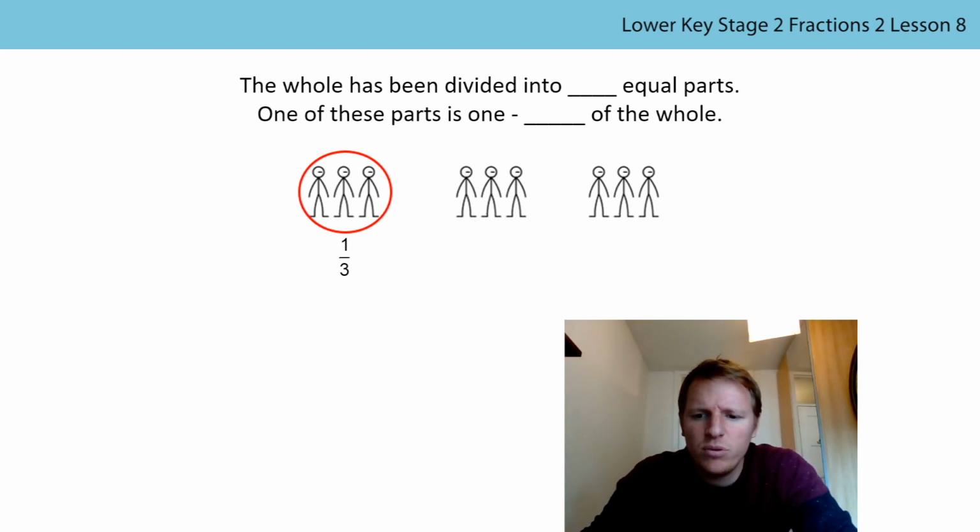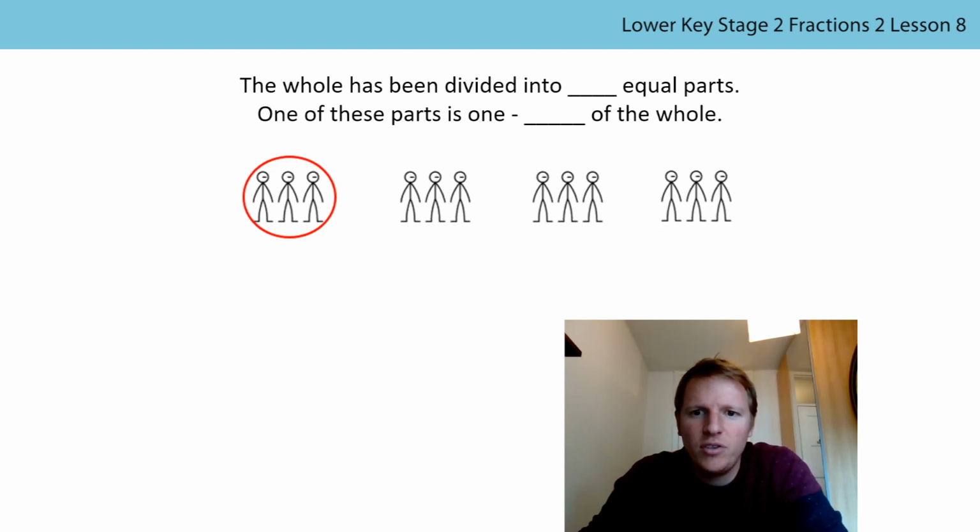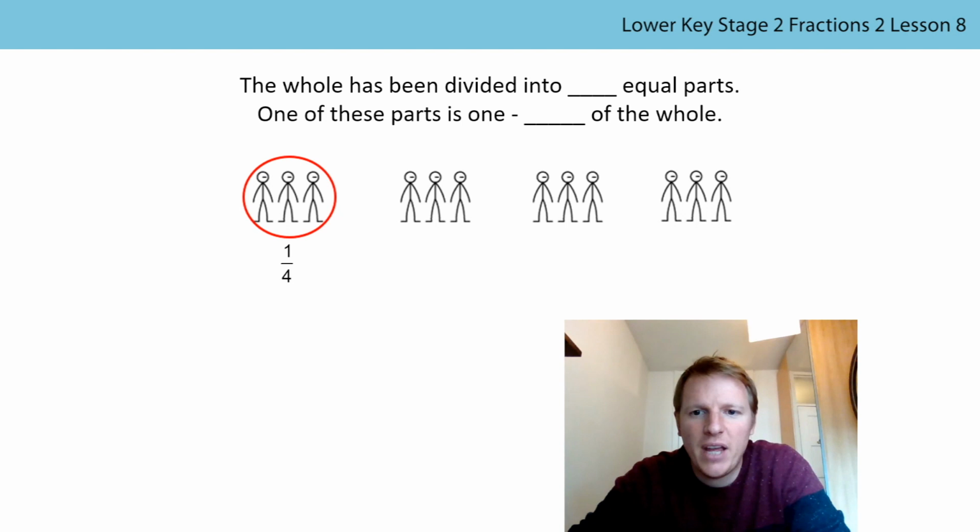Let's look at another example and make sure we're all happy with the fraction that has been selected. I've changed my picture again. If you spotted, there's another one of these parts. They're still all equal, but there's an extra one. This time there are 4 parts. Let's say the sentences together again. The whole has been divided into 4 equal parts. One of these parts is 1/4 of the whole. That's how we write a quarter, same as before. 1 is my numerator, this time 4 is my denominator because there are 4 equal parts.